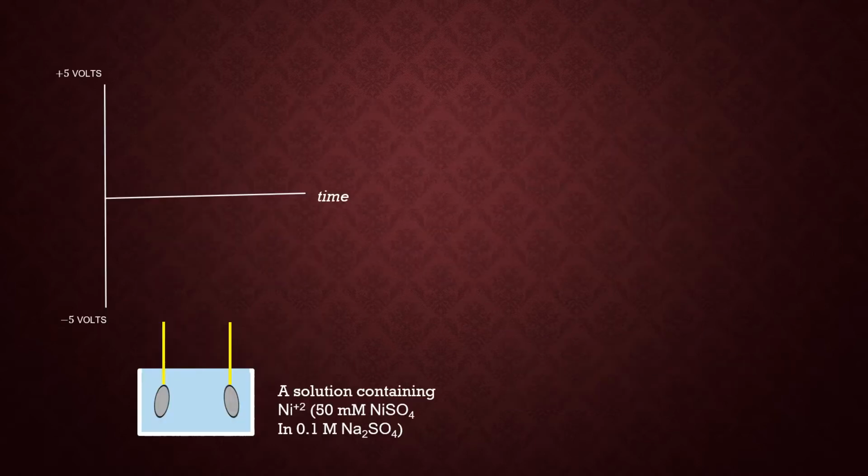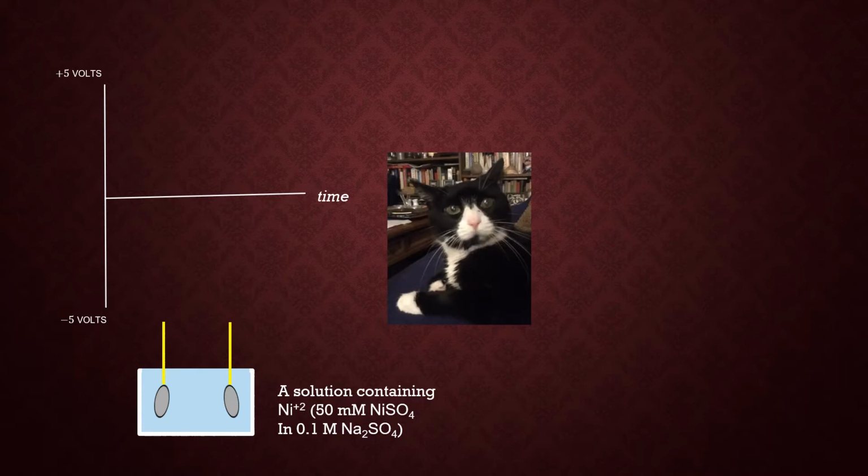So let's look at this in a little bit more detail. I have an electrolyte solution containing an electroactive species, namely nickel-2, which can be reduced by electron transfer to nickel metal, which will deposit on the electrode. So we'll ask the boss how we're going to do this experiment.